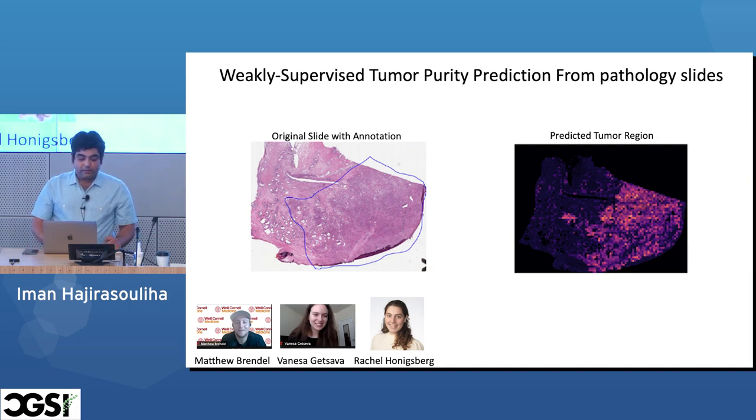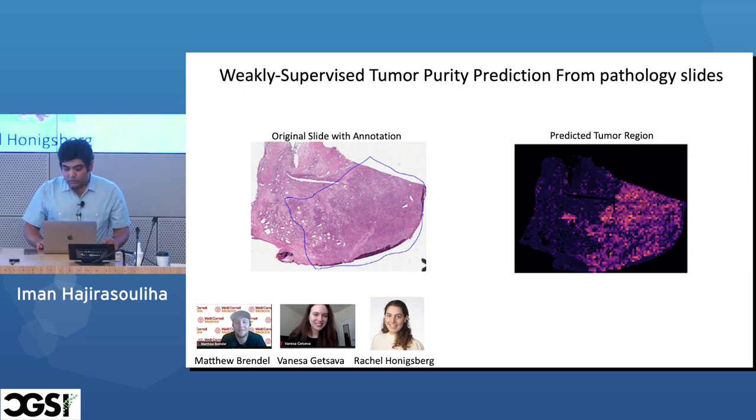So the problem is a weakly supervised model that can predict tumor purity from histopathology slides. If you look at these figures here, on the left side, this is an original slide with annotations coming from pathologists. And our goal is to get these predictions automatically from a model. So you want to essentially estimate the amount of tumor in the slide, but also want to see where the tumor region is.